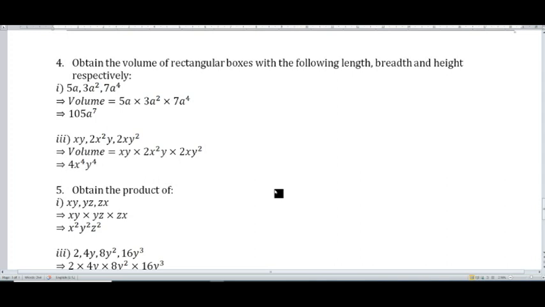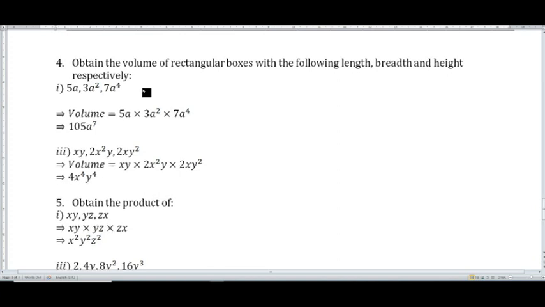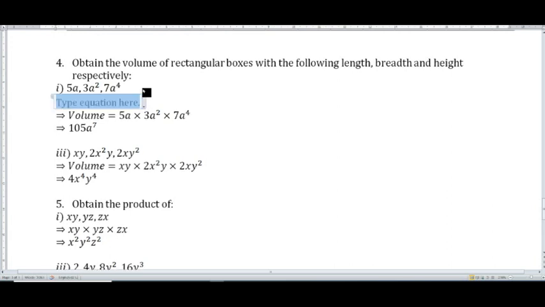So question number 4. Let's go to question number 4. Obtain the volume of rectangular boxes with the following length, breadth and height respectively. We all know that rectangular boxes means cuboid. Okay, I better write the formula here.